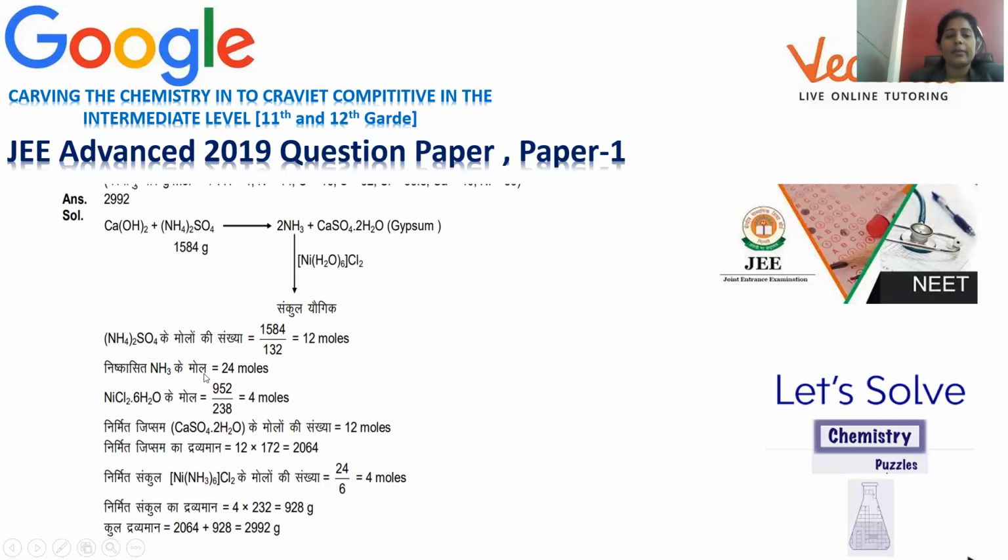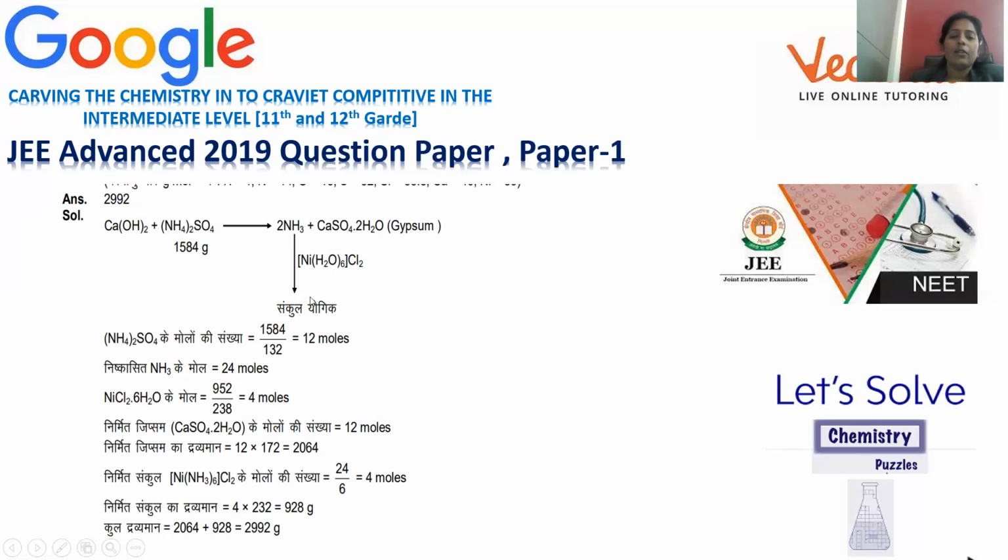Moles of ammonia released. Ammonia, how many moles formed? 2 moles. 1 mole of ammonium sulfate gives rise to 2 moles of ammonia, right? Then 12 moles of ammonium sulfate gives rise to 24 moles, because you have to double the quantity. So 12 moles gives rise to 24 moles of ammonia because we have coefficient 2, right? So 2 multiplied with 12 becomes 24 moles.